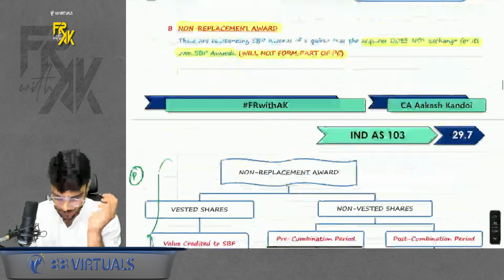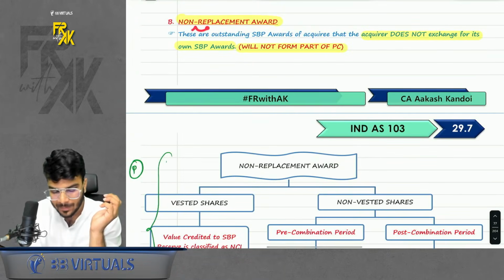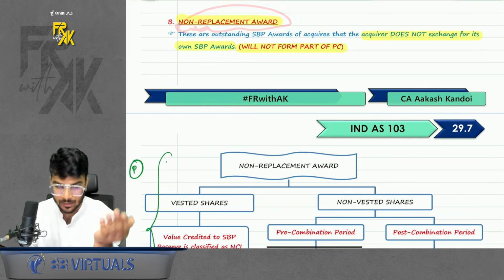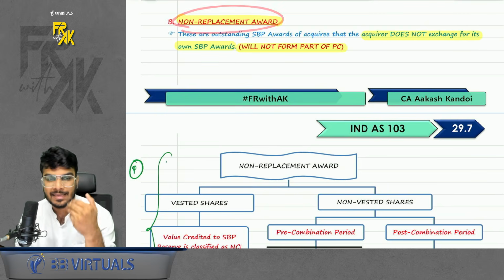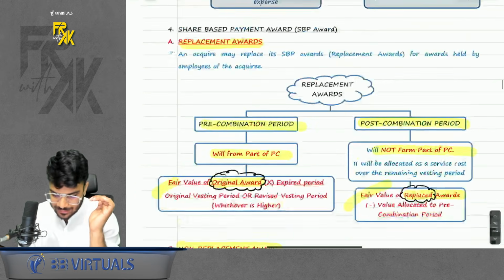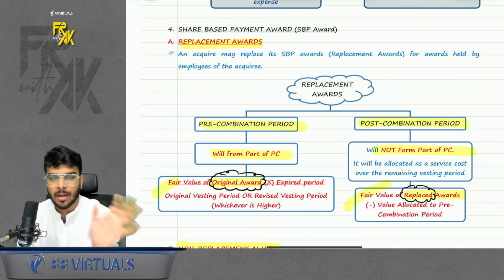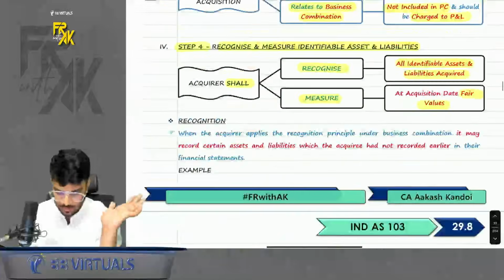Okay, okay, sir. Apart from this, one discussion is pending here, that is related to non-replacement award. We will revise that at a later stage. Just remember that if you are not replacing the SBP plan of selling company, that will not form part of PC. So let's say in the previous example, if I was not taking over the SBP plan, then no amount will come in PC. Just remember this much. Okay, chalo.